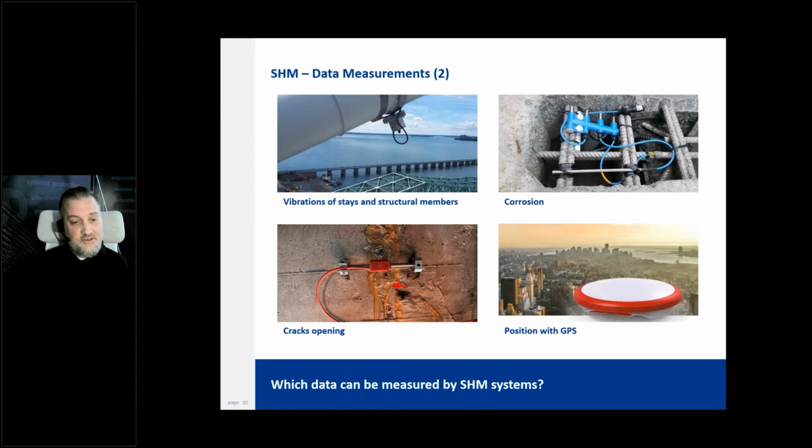Crack opening sensors on the lower left. It's a distance sensor, but a more accurate one with static mounts on either side of the slider you can see there. And then finally, of course, GPS. There's GPS in everything these days, and bridges are one of those things.